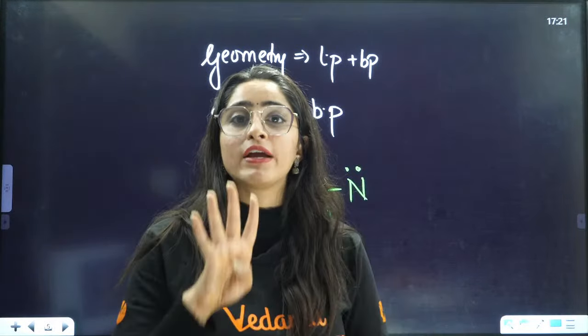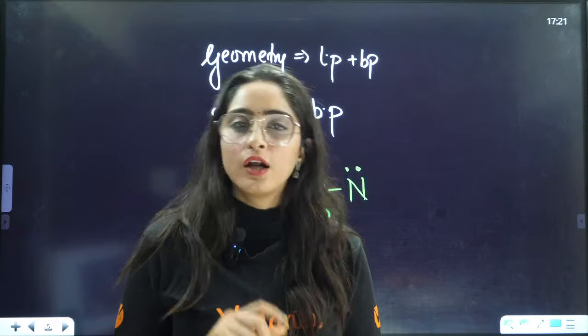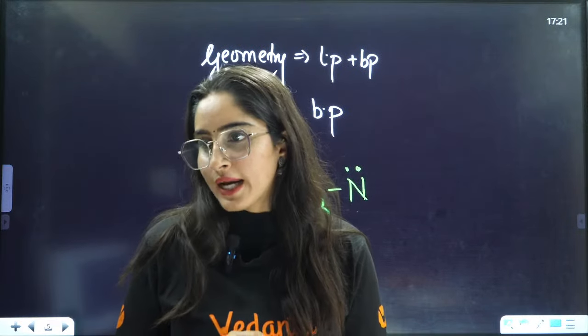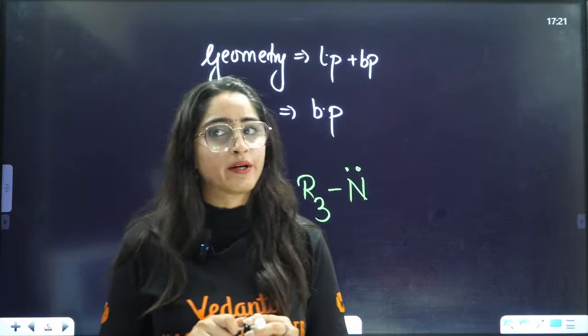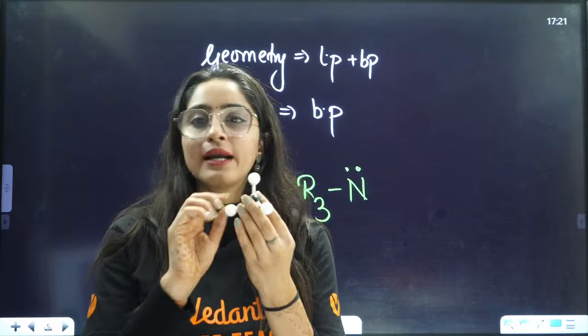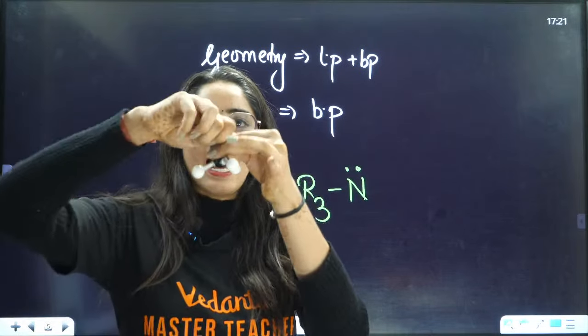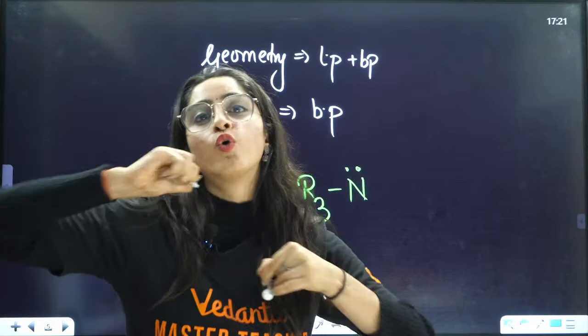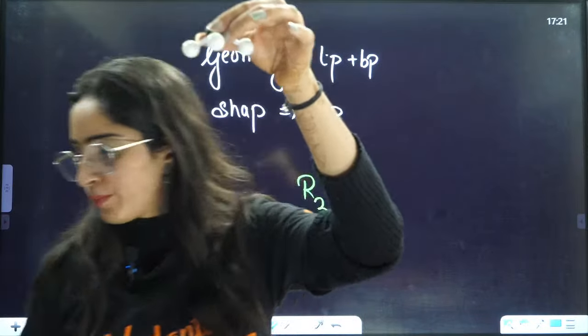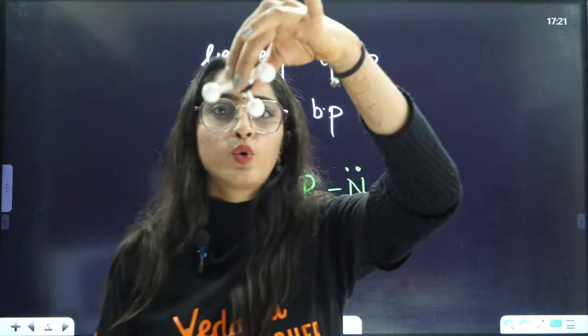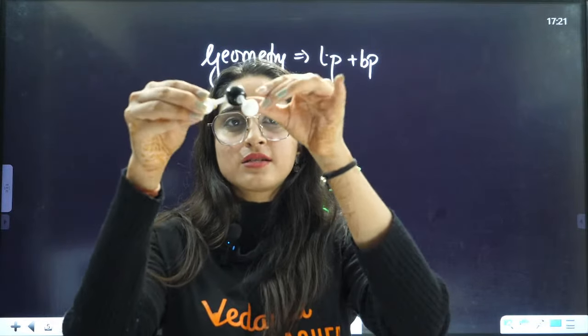Because it has 4 electron pairs, the lone pair plus the sigma bonds, it will have a tetrahedral geometry, right? Okay, but now can you see that if I ignore that lone pair, this is how it will look. Now, what is this shape?